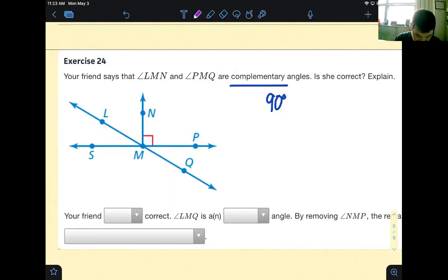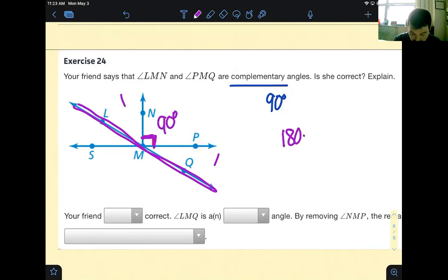A straight angle measures 180 degrees. So all 3 of these angles are going to add to 180 degrees. But this angle here in the middle is 90 degrees. So take 180, subtract away the 90 from the middle angle, and you're left with 90 degrees, which means these 2 angles here, angle LMN and angle PMQ, have to add up to be 90. And that is exactly the definition of 2 complementary angles. So the answer here is that she is correct.